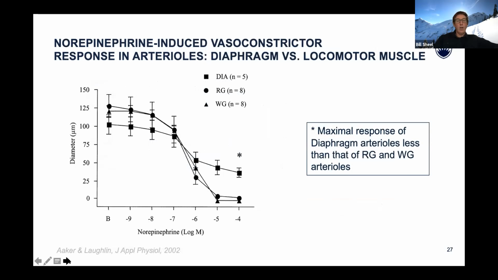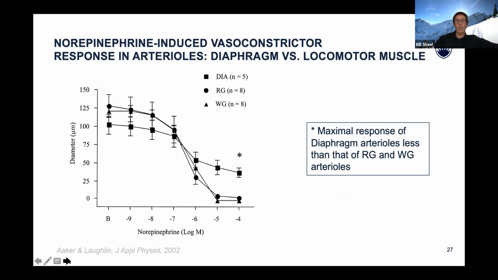Now, this is not our work, but it's been very important to our way of thinking and interpretation of what we see in the human. This is from Harold Laughlin's group in Missouri, and this is from a rat model where they're looking at norepinephrine-induced vasoconstrictor responses in different arterioles. They compared the diaphragm versus locomotor muscle, and what they term in this paper red gastroc and white gastroc.